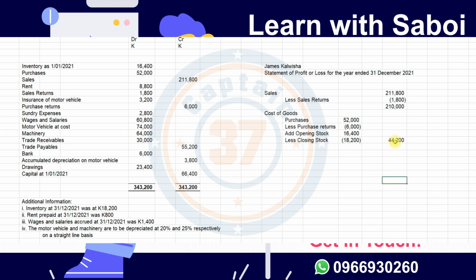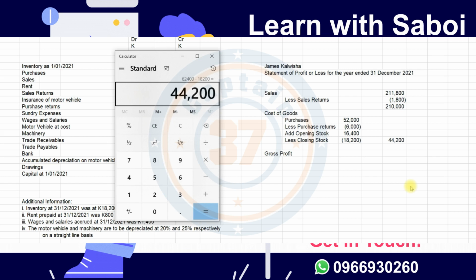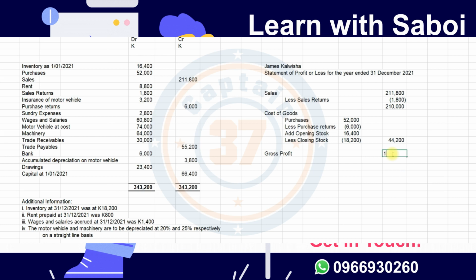What we get when we subtract this from this, please take note, we are subtracting this from this, and what we get is what is known as the gross profit. Let's do the subtraction. Calculator. 210,000 minus 44,200. What we get is 165,800, which is our gross profit. So we are done with the first part of the statement of profit or loss.